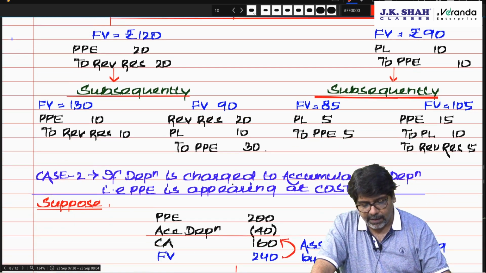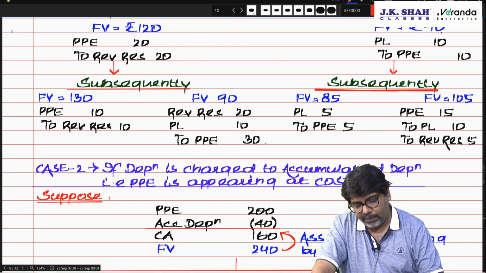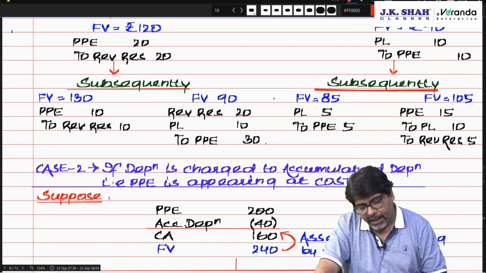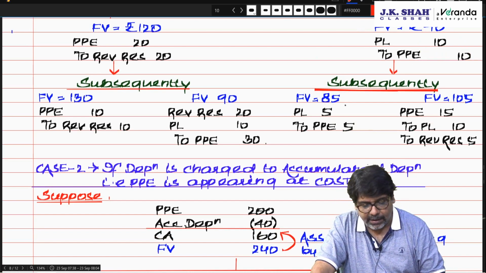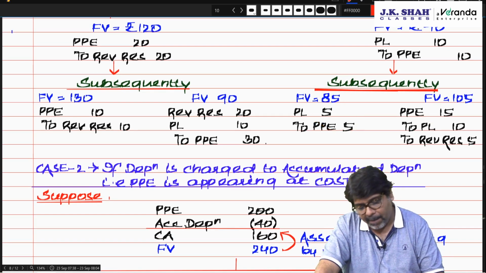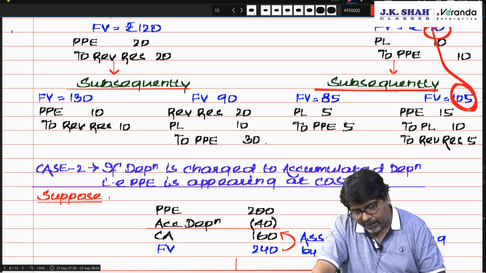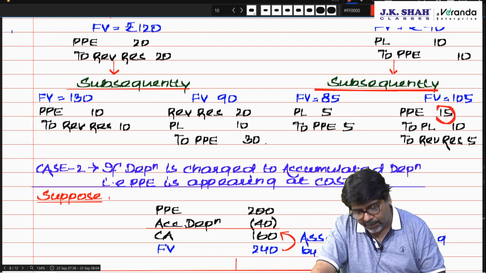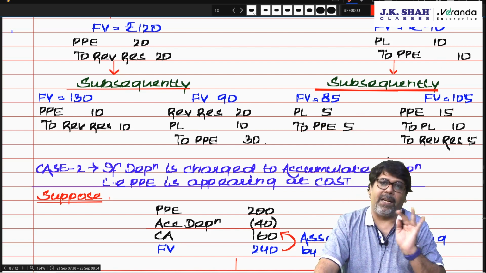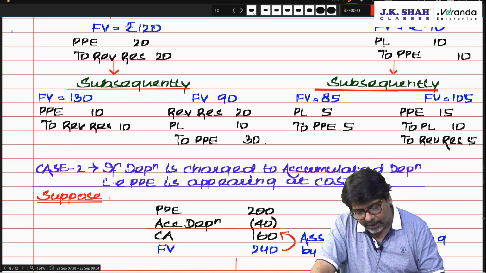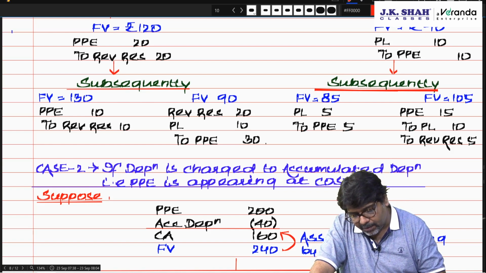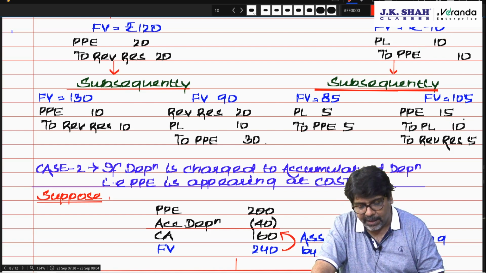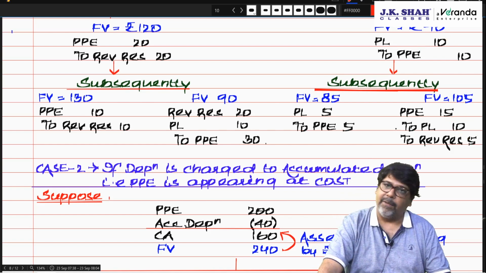Reverse over here: if first it is downward, from 100 it became 90, so 10 rupees will go to P&L. Subsequently, again decreasing only, then 5 will go to P&L. But from 90 it is becoming 105, so it is gaining 15. That 15 will not be transferred entirely to revaluation reserve. First we had transferred 10 to P&L, so recover that P&L. Whatever loss we had transferred to P&L, first recover that. The excess should be transferred to revaluation reserve. Correct?